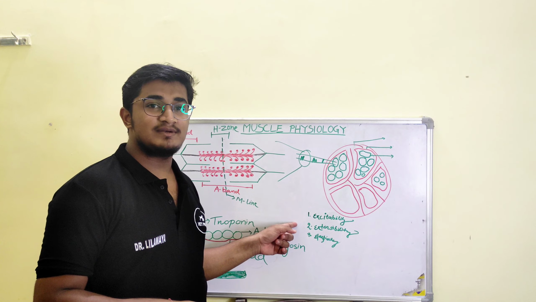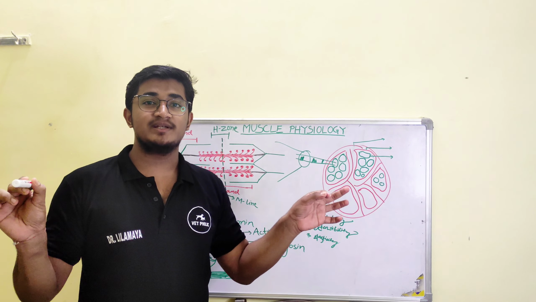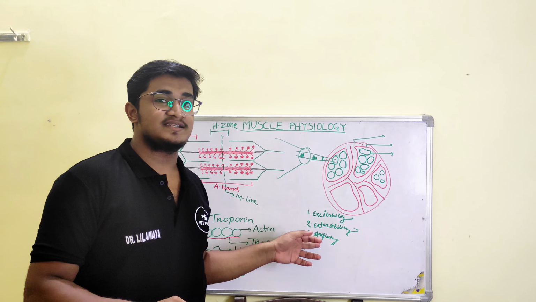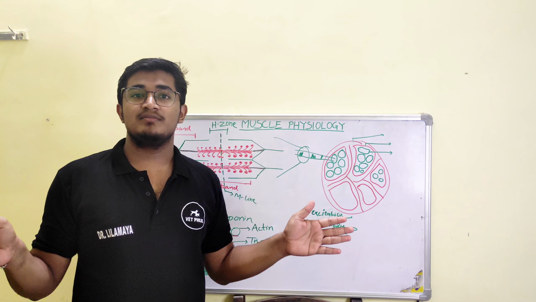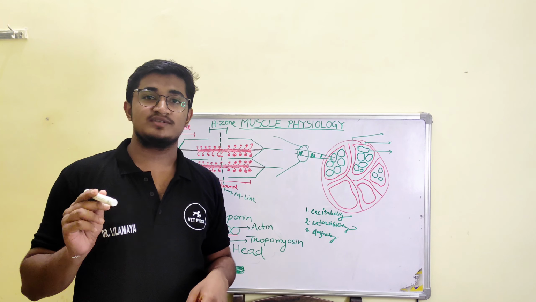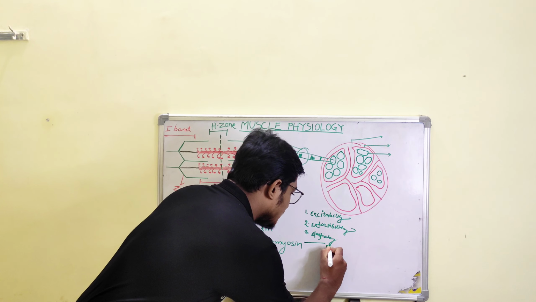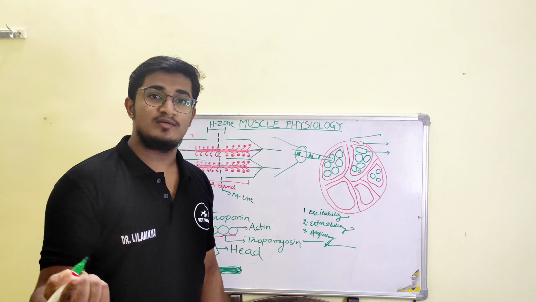What do you mean by extensibility? Extensibility means stretchability. The stretchability of the muscle is the extensibility. The tendency of the muscle to return to its original position is the elasticity. So now we will read about the types of muscle movement.